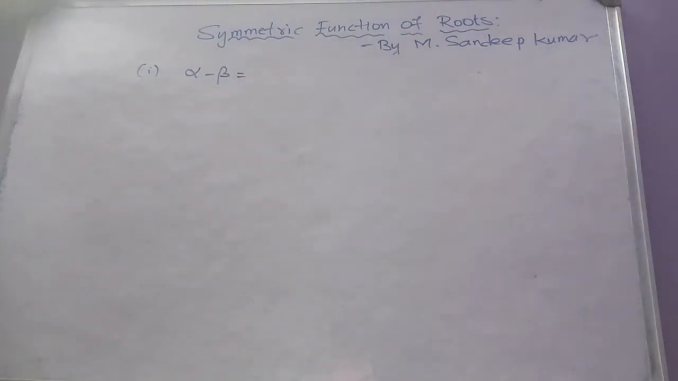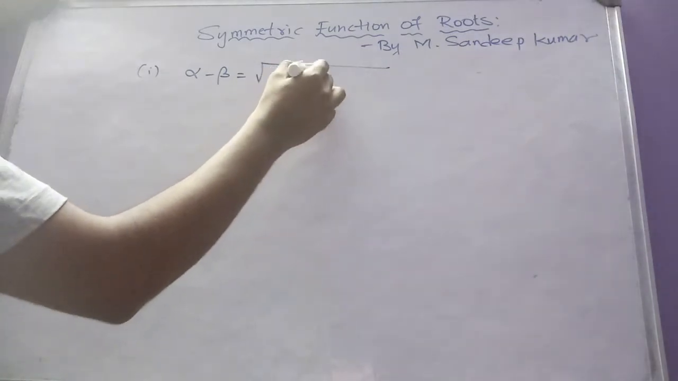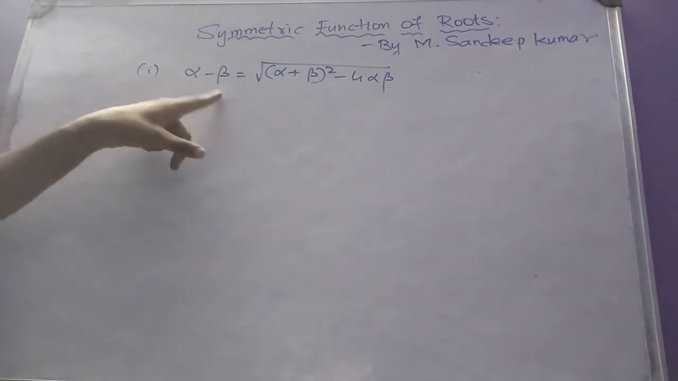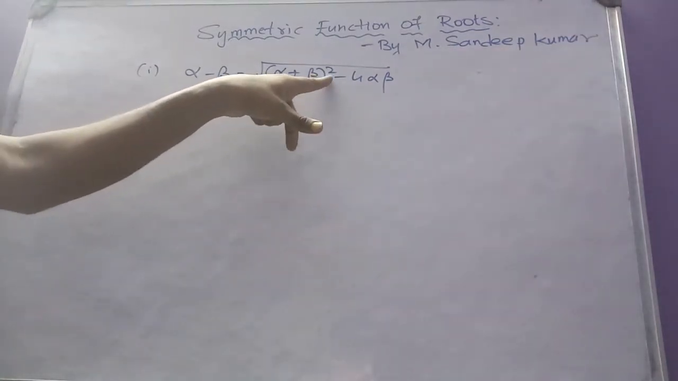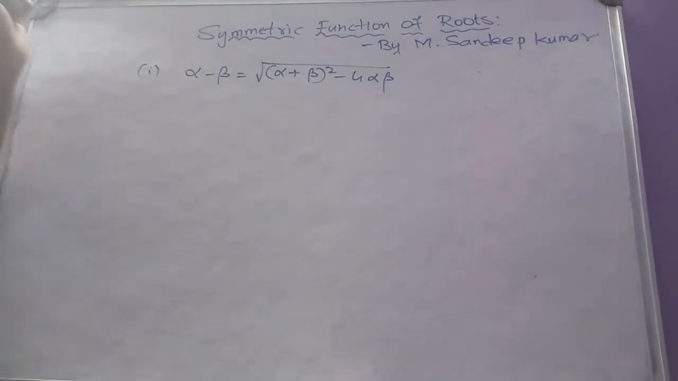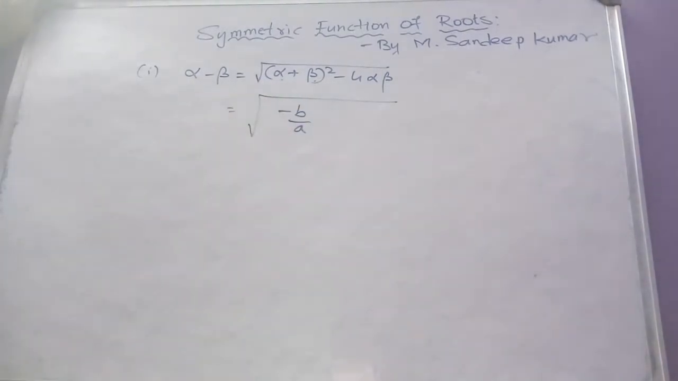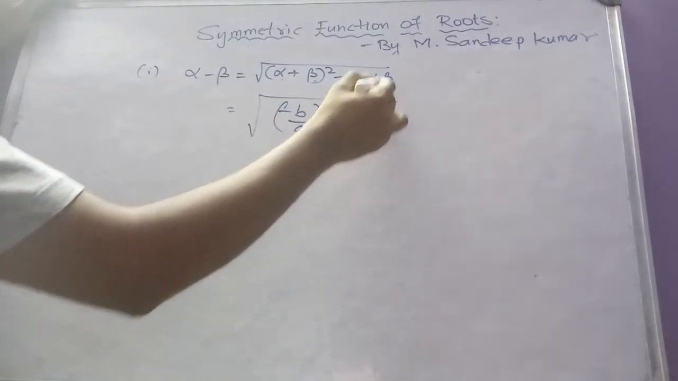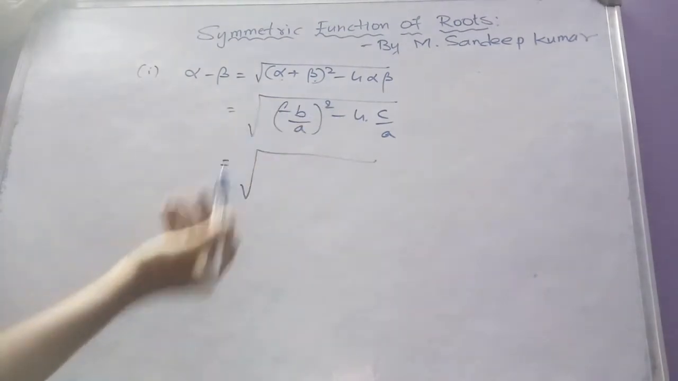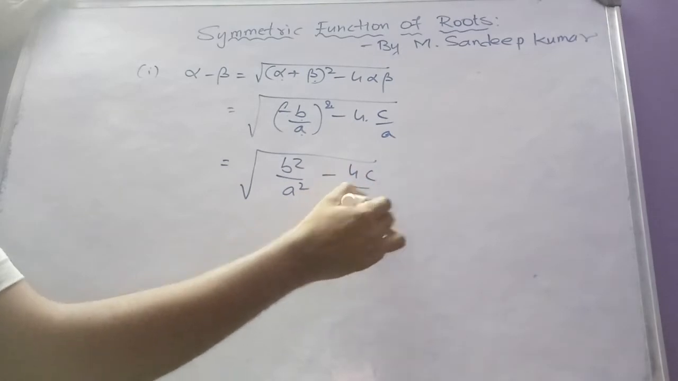Using those identities, we know that a minus b is equal to the square root of a plus b whole square minus 4ab. Therefore, alpha minus beta is equal to root over alpha plus beta whole square minus 4 alpha beta. And dear students, we know that alpha plus beta is minus b by a, whole square, minus 4 into alpha beta, which is c by a. Minus square is plus, so b square by a square minus 4c by a.